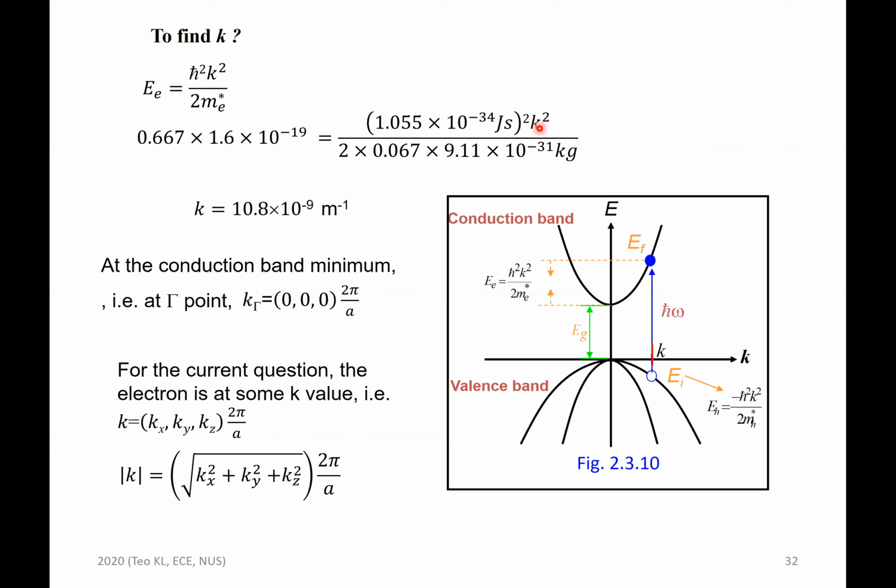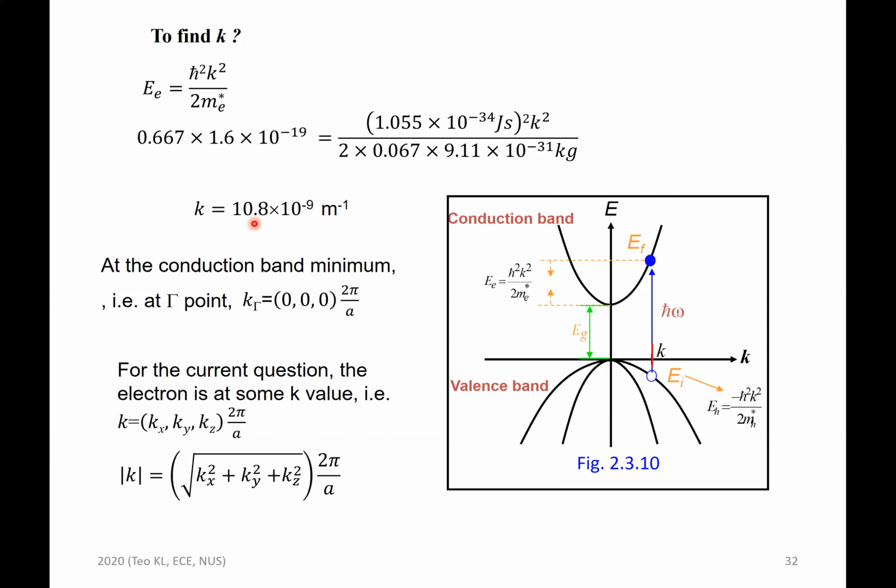k is the value that I want to find. The electron effective mass is 0.067 times m naught. m naught is the free electron mass. It's 9.11 times 10 to the power minus 31 kilograms. So you will get the k value in the SI unit of per meter, which is about 10.8 times 10 to the power of 9 per meter.